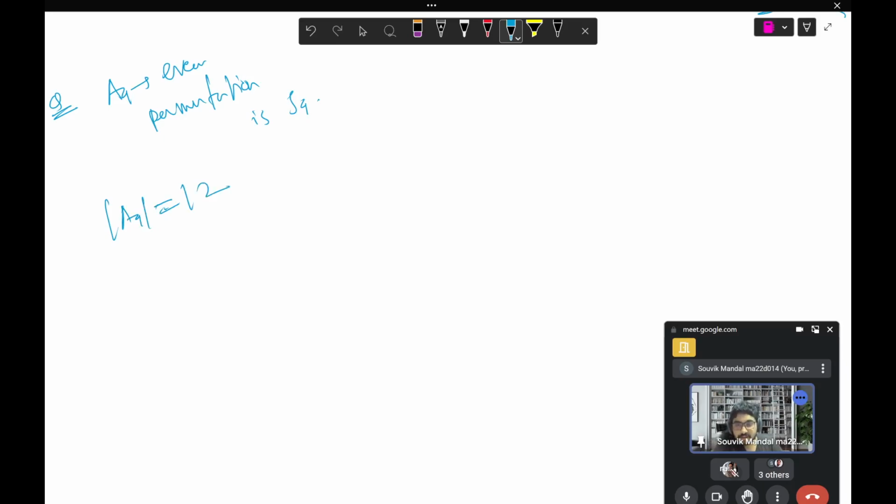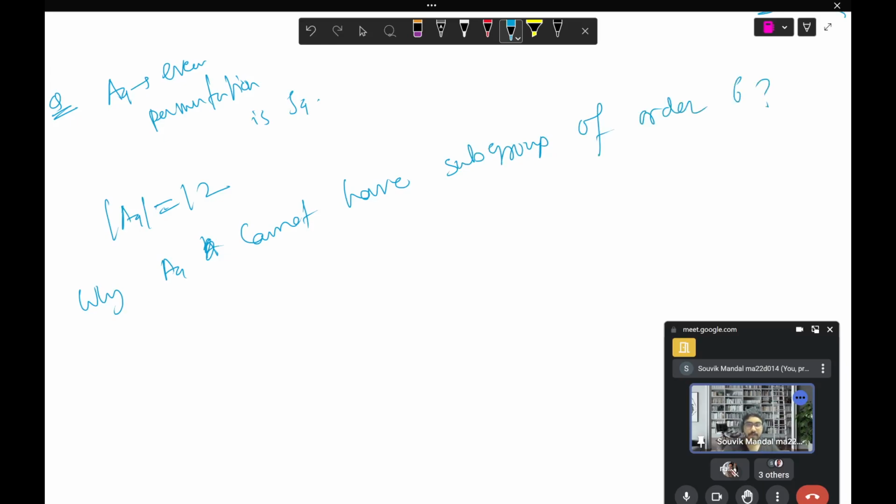Okay. So tell me why A4 can't have a subgroup of order 6. Why can A4 not have a subgroup of order 6?